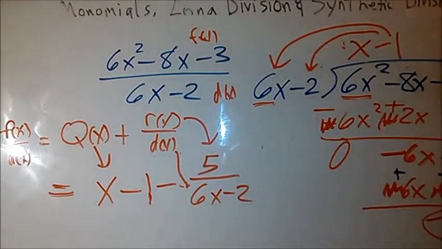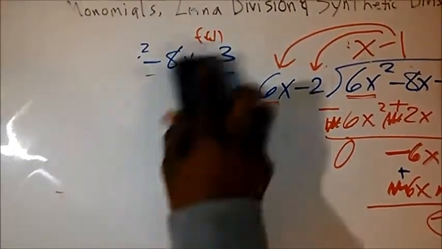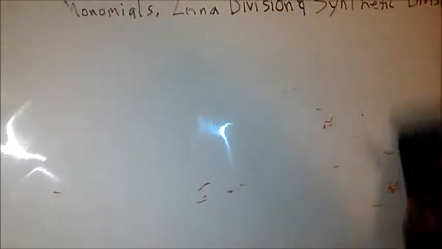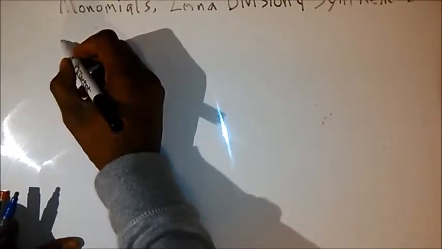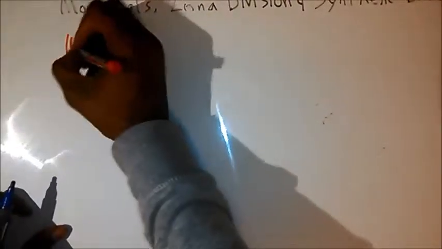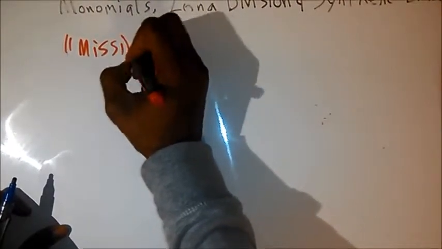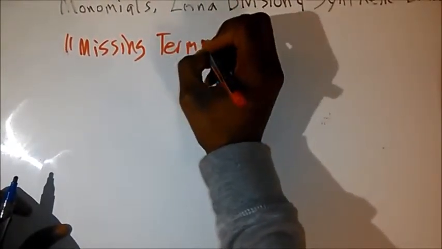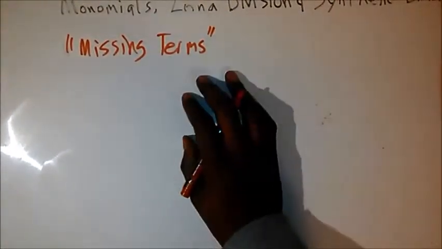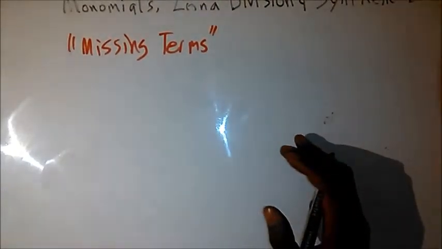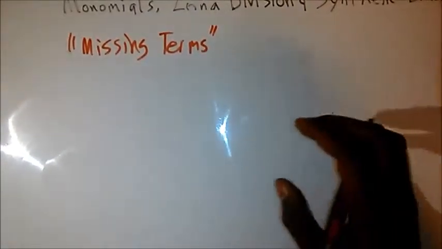Okay, let's do another one. This time, I want to have something harder. How about when we have long division, and we have these things called missing terms. What you've got to do when you have missing terms is to make sure that you arrange the order of the terms in descending powers.